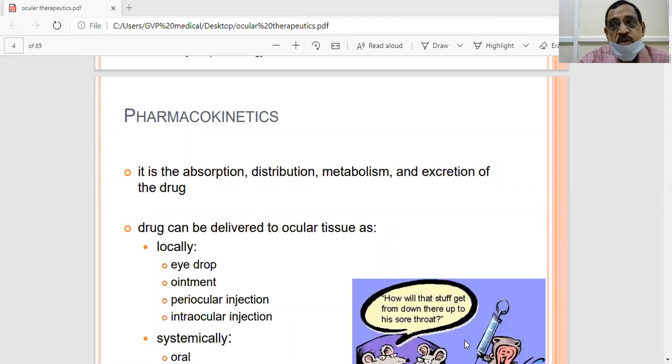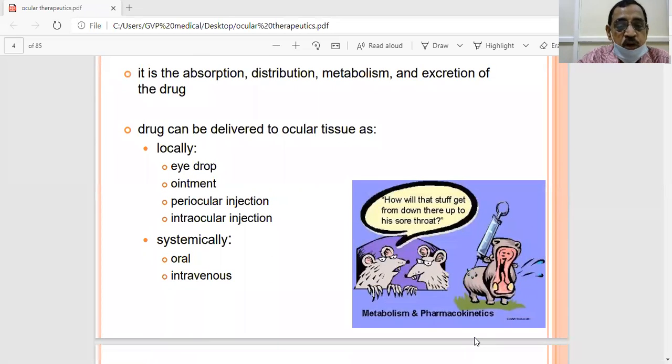And the drugs can be delivered to the ocular tissues by various means. One is eye drops and second one is eye ointment. And periocular injections such as subconjunctival injection, anterior sub-Tenon injection, posterior sub-Tenon injection, peribulbar injection, retrobulbar injection, and intraocular injections, intracameral and intravitreal. And systemically, it can be oral tablets or intravenous injections.